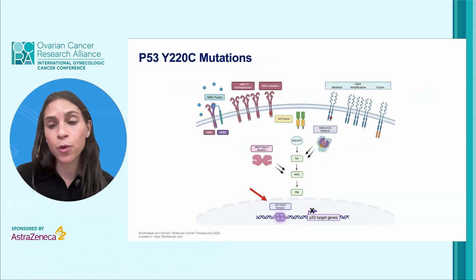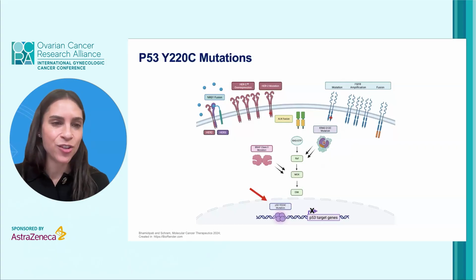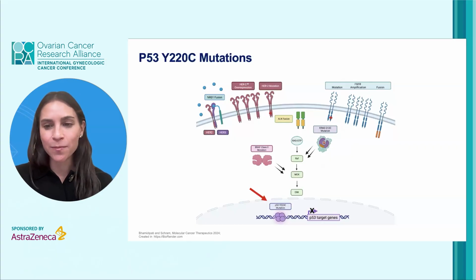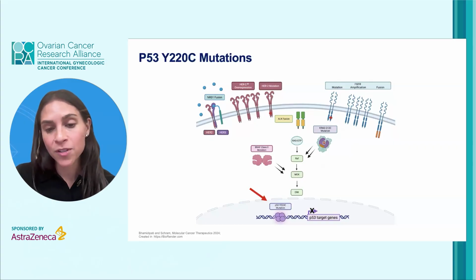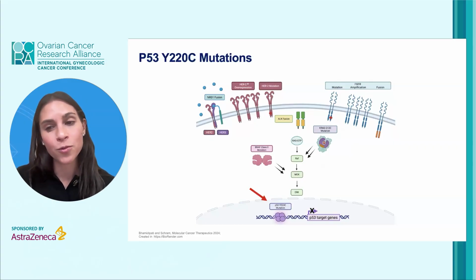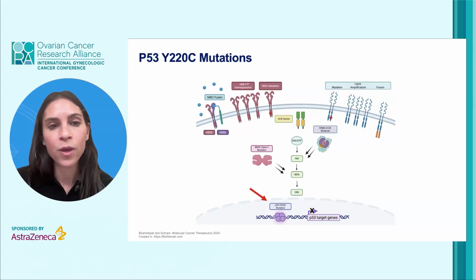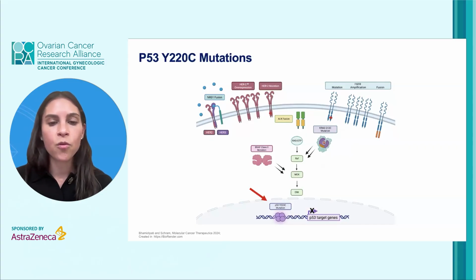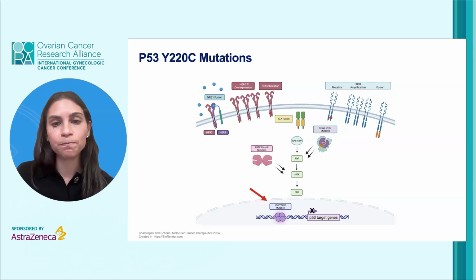One here is a p53 Y220C mutation. I previously gave a talk at OCRA discussing this, so I won't go into much detail about it, but p53 is the most commonly mutated gene in cancer. p53 Y220C is a very specific mutation in this gene, and we have now what we call p53 reactivators, which are small molecules that reactivate this protein that has developed loss of function from the mutation.